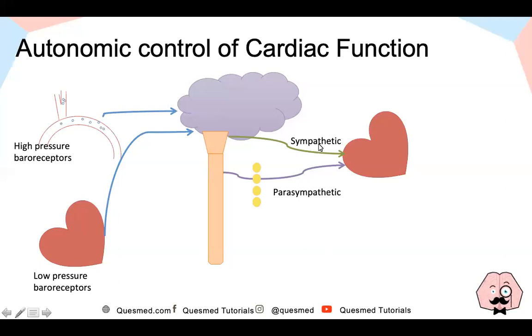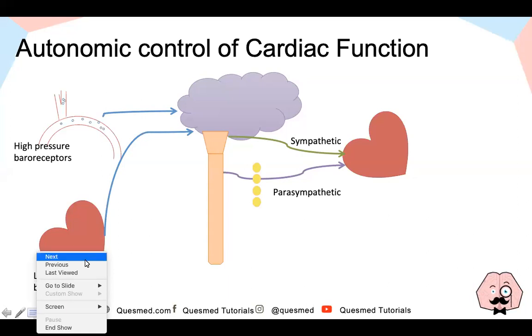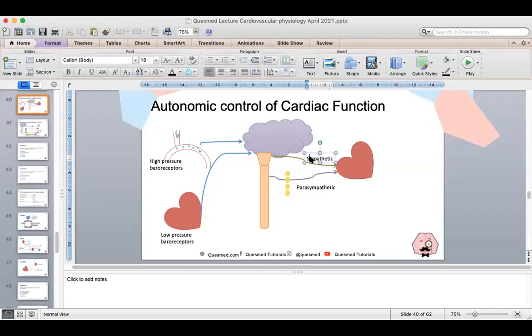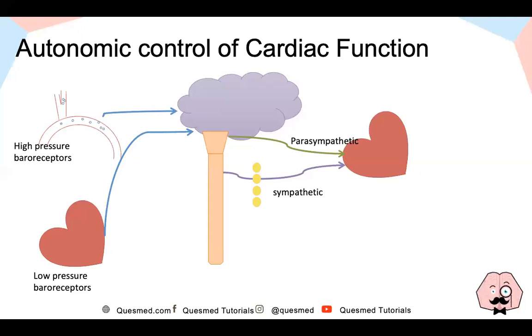These two are the wrong way round, so let me just alter that. So here we are. Predominantly the parasympathetic innervation predominates at rest. So that brings the heart rate down.